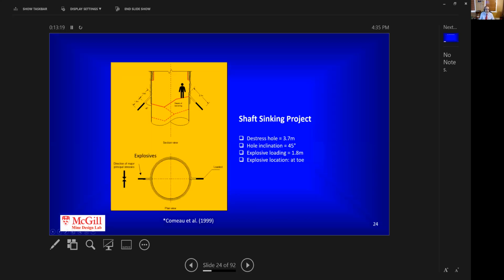Shaft sinking was implemented. There was a case study in Ontario, 3.7 meter holes, down holes at 45 degrees. Explosive loading was only for half the length of the distress holes, and the explosive location was at the toe. So you can see this is also done to prevent floor burst.